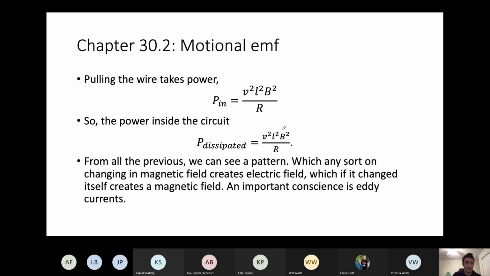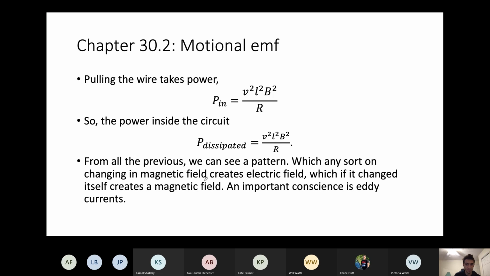So if you have a force and something moving with a force acting on it, that means work, and any work you can see in terms of power. So the power you put in moving this piece of wire is given by this equation. And the opposing force would also have a power equal to the same equation, because it's applying the same force.